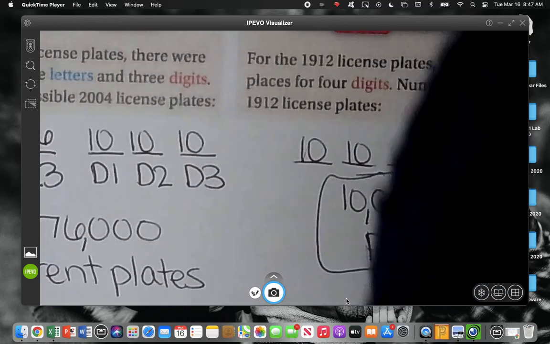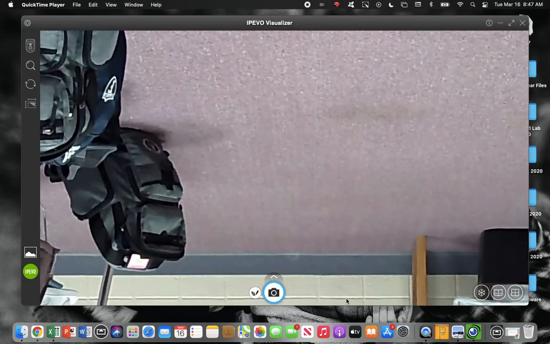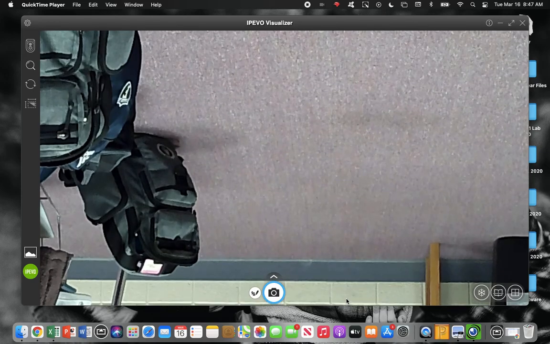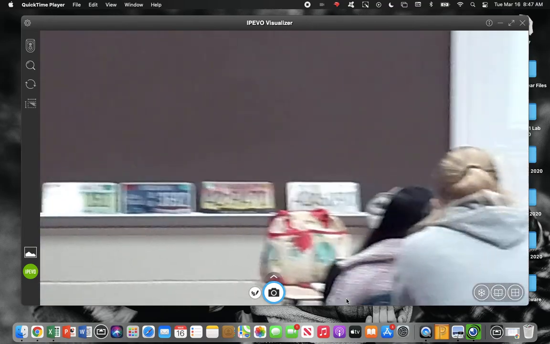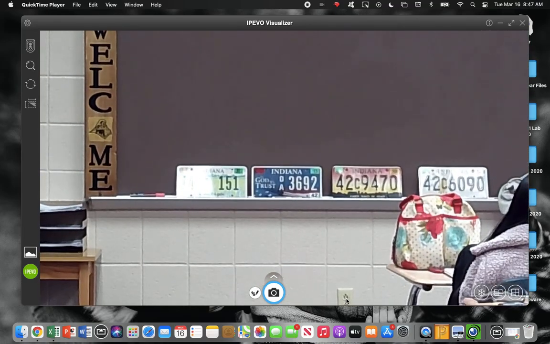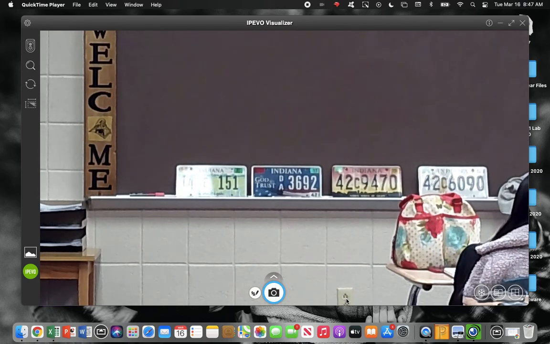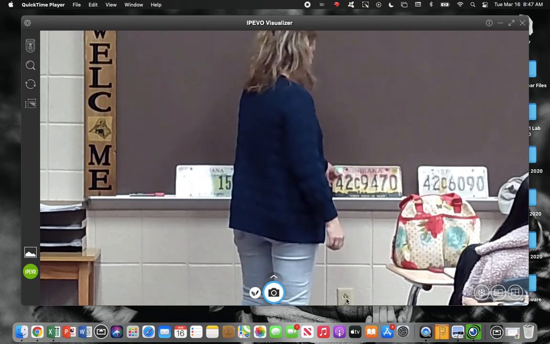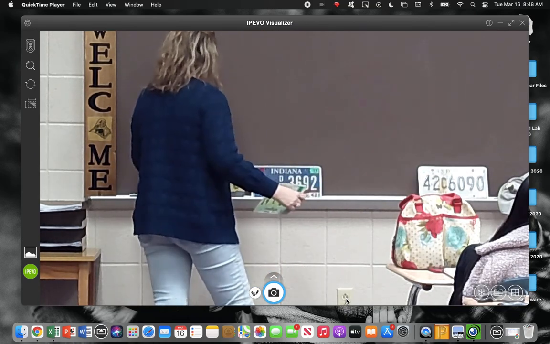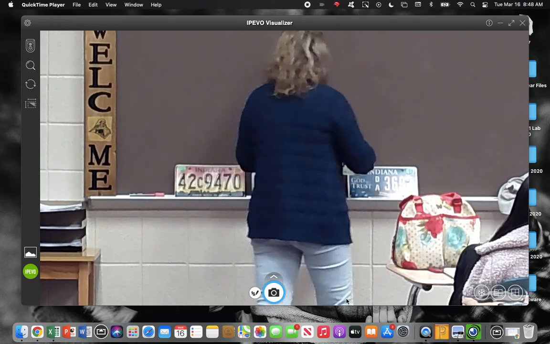All right, so let me flip the camera so people at home can watch this too. All right, so I want to talk about these license plates up here. First of all, these are all license plates from my lifetime. And let's see, this one was first. And then this one was second. And this one was third.